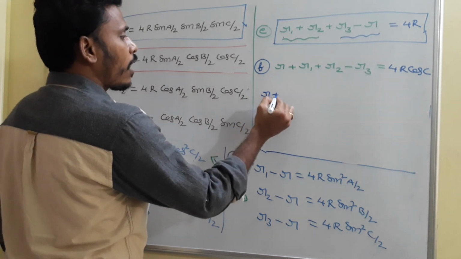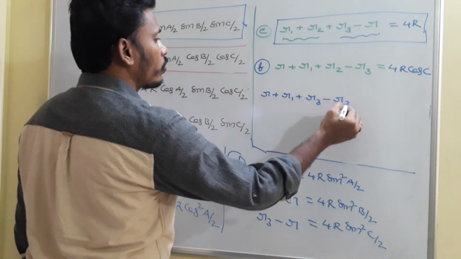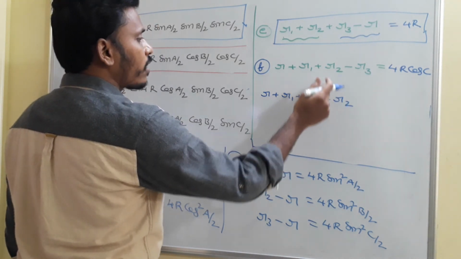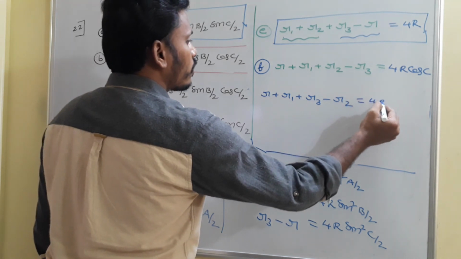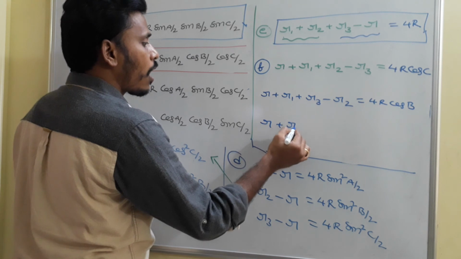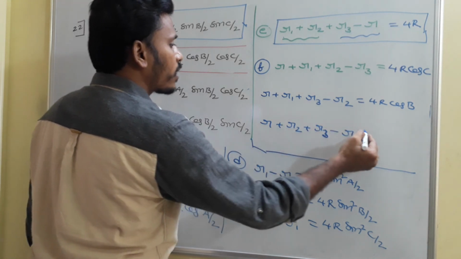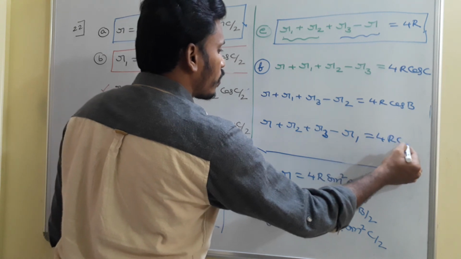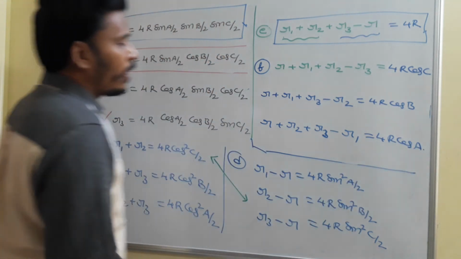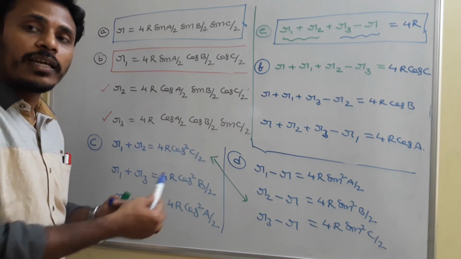Similarly, if you write r plus r1 plus r3 minus r2, so if you use the minus sign for r2, then the result is 4r cos B. And r plus r2 plus r3 minus r1, if you use that minus sign for r1, the result is 4r cos A. At the end, these are different results and everything is linked with the other.